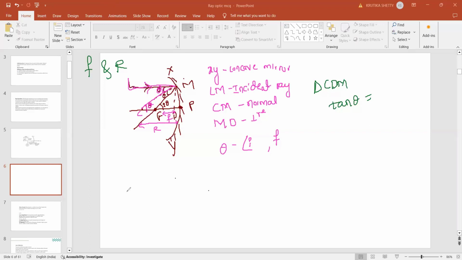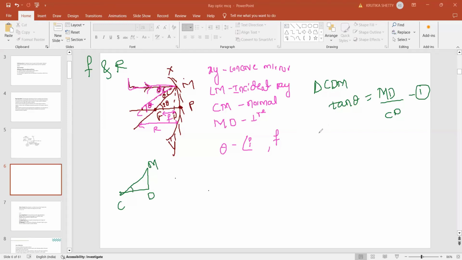See, CDM is like this. C, this is M, this is D. So in CDM, tan theta is equal to, from the figure, MD divided by CD. This is equation 1.